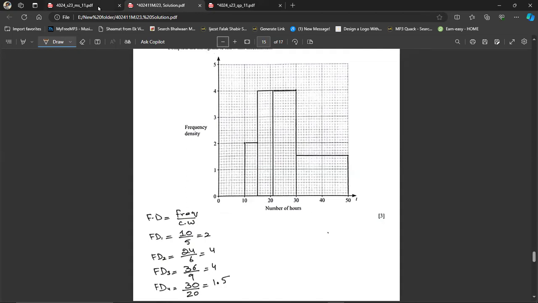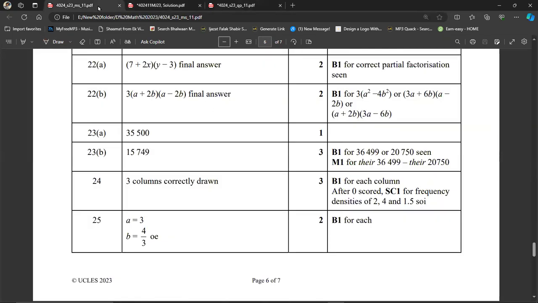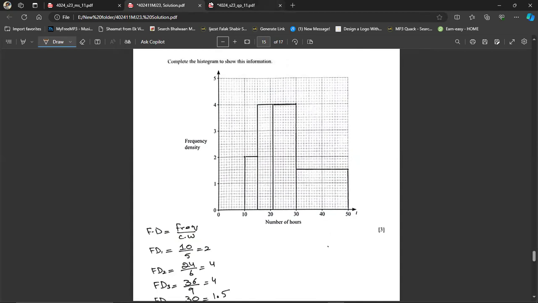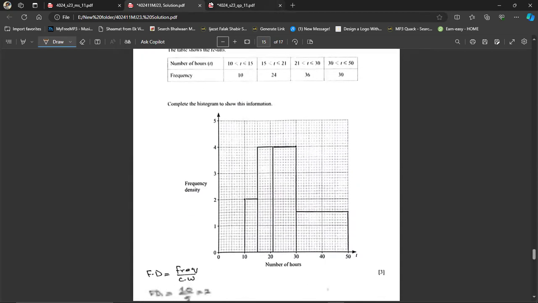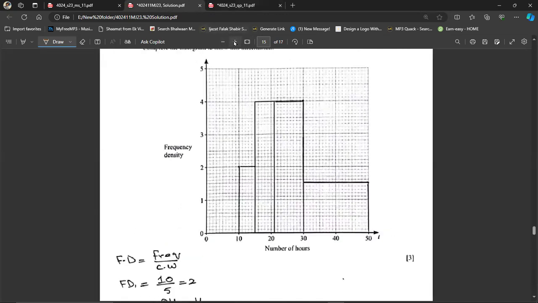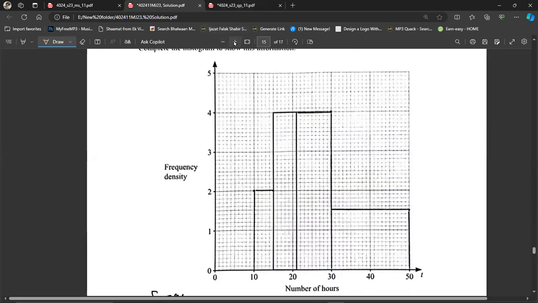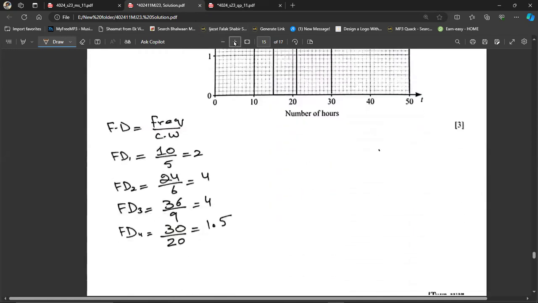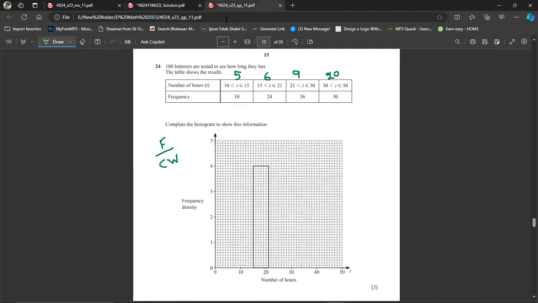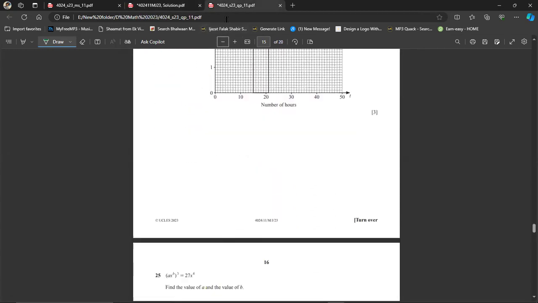Let me show you the answers. 2, 4, 1.5. Okay, so 3 columns, right? So our answer is right, so you don't need to worry. This is question number 24, and its solution showing up on your screen. So this is how this is done. You can see. So we are going to the next question. The next question is 25.